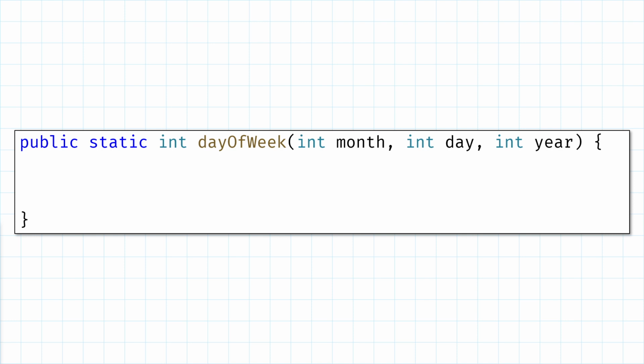For Part B, we need to determine what day of the week a date falls on given the month, day of the month, and year. This problem tells you that if it's a Sunday, return 0, Saturday, return 6, and the other days fall in the middle.